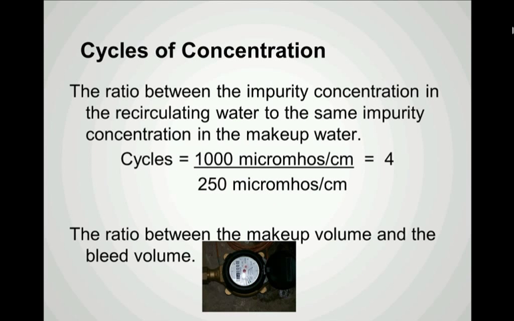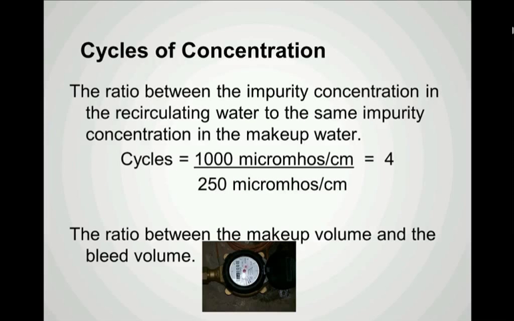Another term we'll use repeatedly is cycles of concentration. As water is evaporated from a cooling tower, the water that evaporates is pure. It doesn't contain any of the minerals that are present in the makeup to the cooling tower. That evaporation process tends to concentrate these impurities. The more evaporation, the more concentrated the impurities become, and we need to have a measure for how concentrated the cooling water is becoming as this evaporation takes place.